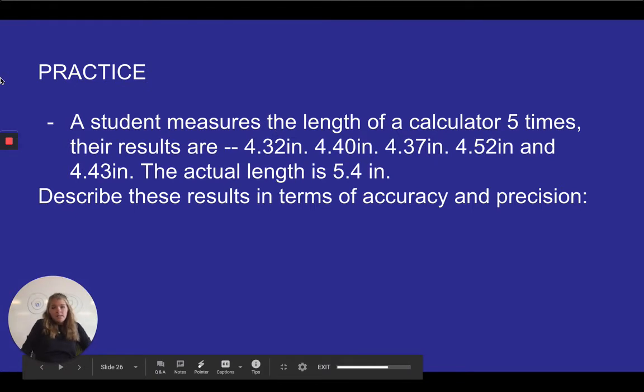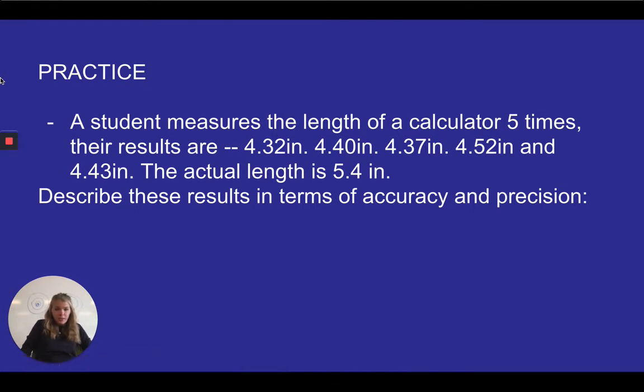So I would say that these are pretty precise measurements. The student is only off by 0.1 or less in each of the cases. They're all pretty close to each other in measurement. However, he's pretty far off from the actual, so it is precise, but it is not accurate. You will have to be able to identify this on a test or quiz.